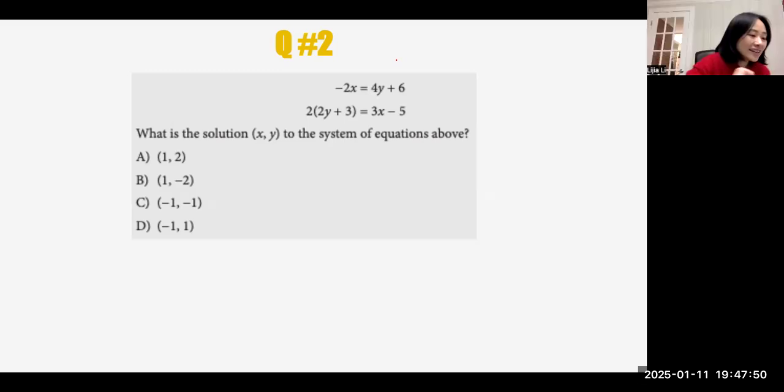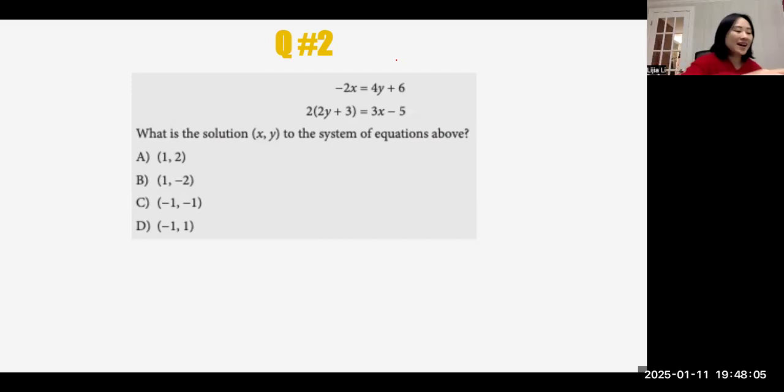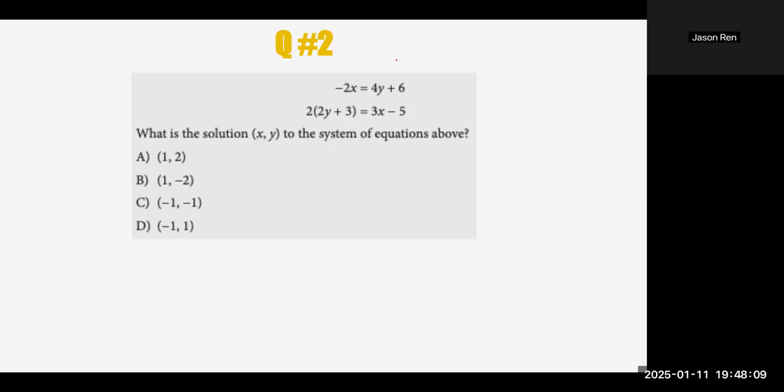Can I ask Jason Ren, can you share your method with us? I use the decimal way as well, but I can just show you the isolating one. Sure. Isolating one. Okay. Go ahead. So you're going to first expand. Can you annotate on the board?